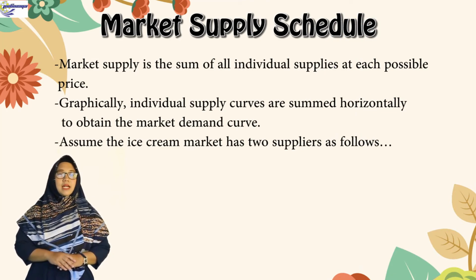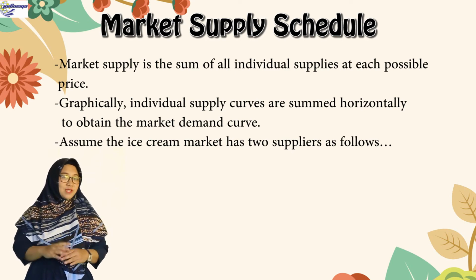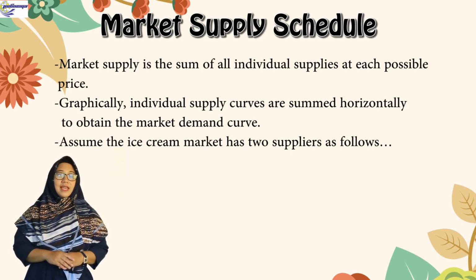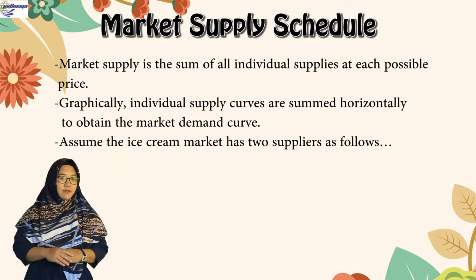Okay, next, you have to know about the market supply schedule. Market supply here means the sum of all individual supplies at each possible price. Graphically, individual supply curves are summed horizontally to obtain the market supply curve.